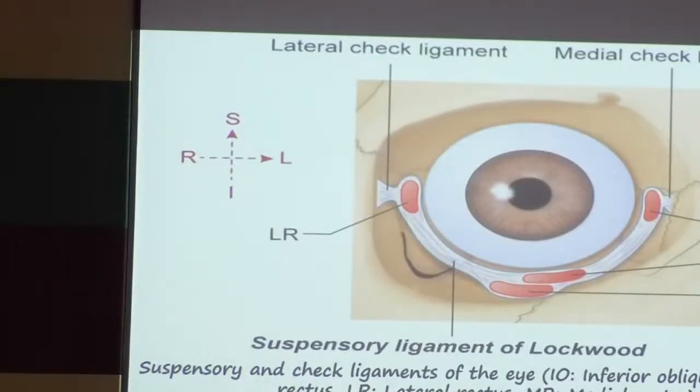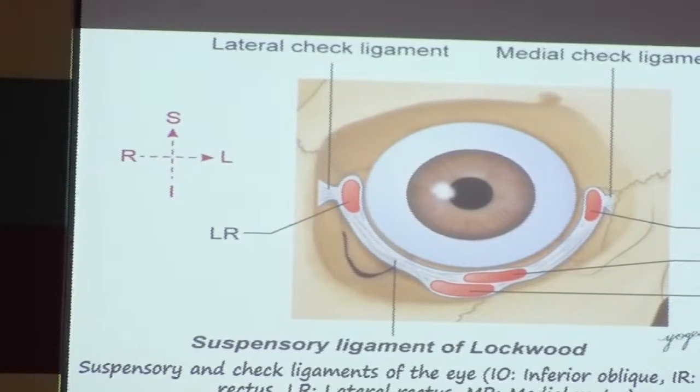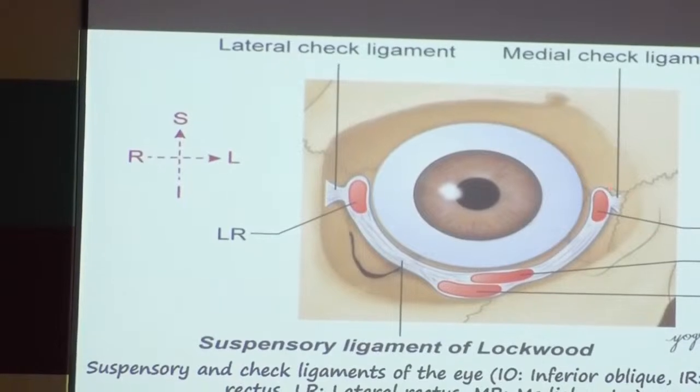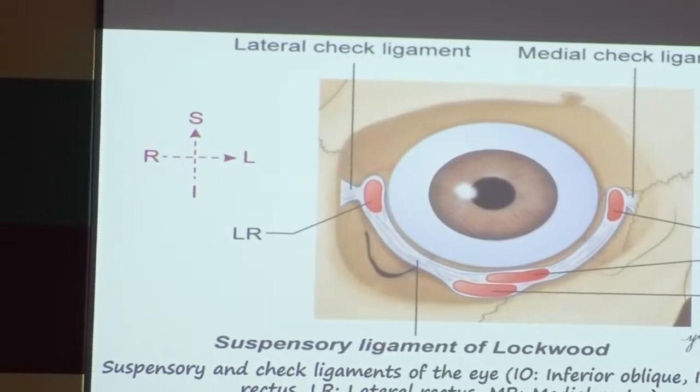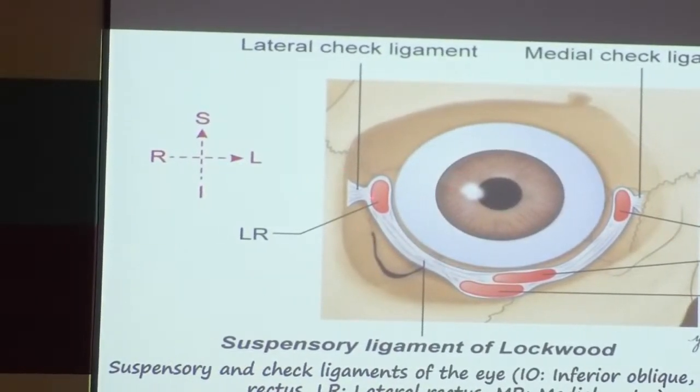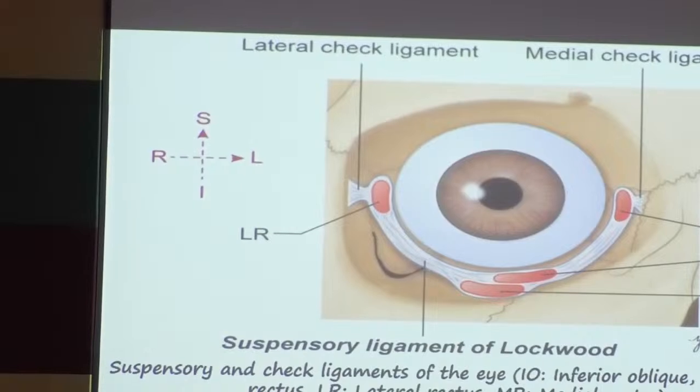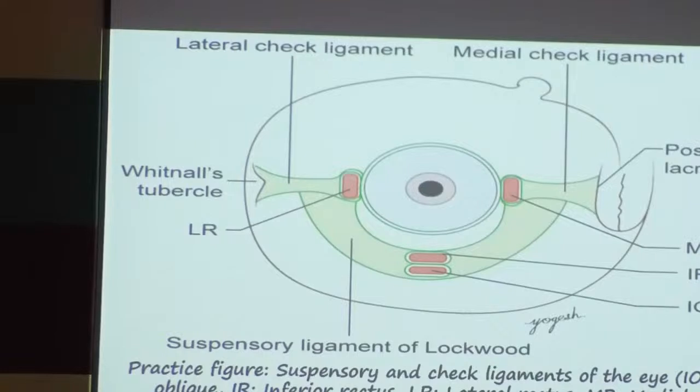Okay. Here, some structures you can see. Here is the lateral check ligament, which is attached over Whitnall's tubercle. Okay, and this is the medial check ligament. Two recti muscles, medial and lateral recti, and this horseshoe-shaped structure is known as the suspensory ligament of Lockwood. And within this ligament lie these two muscles, inferior rectus and inferior oblique. Schematic diagram of the previous one.